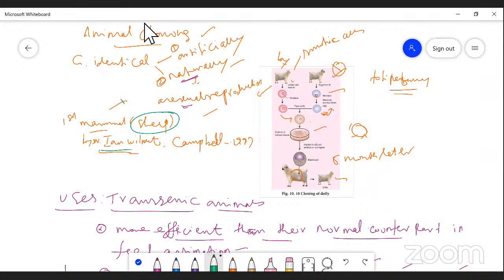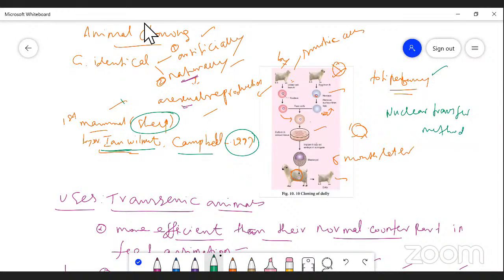In this way, the first mammal produced was the sheep, and it was produced by the scientists Dr. Ian Wilmut and Campbell in 1997. Dolly is a transgenic cloned organism, and it was developed by the nuclear transfer method. What type of method? Nuclear transfer method. It is called totipotency.